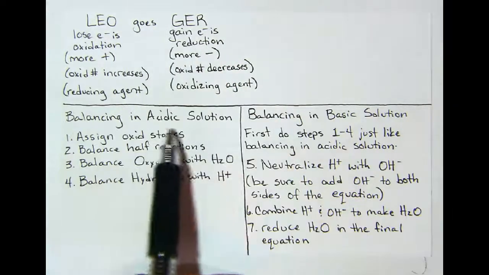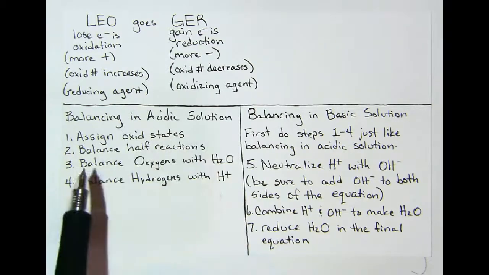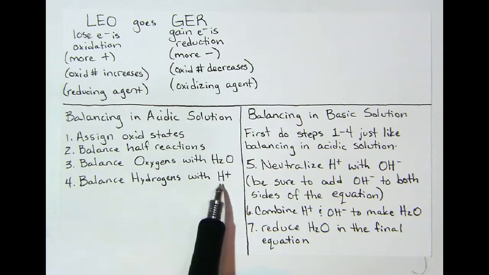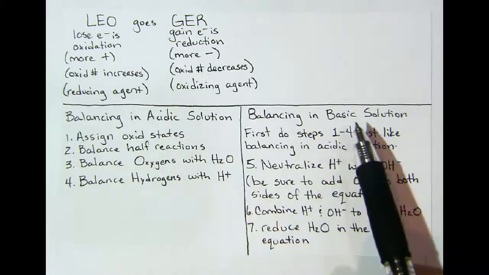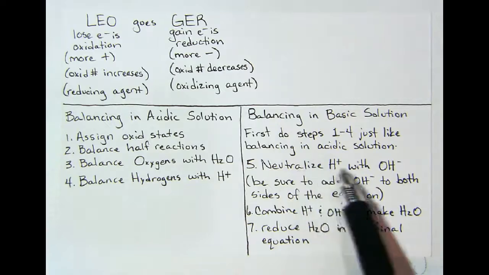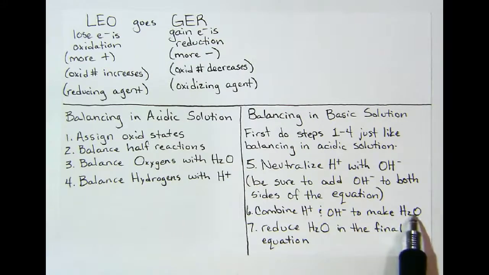If you balance in acidic solution, you're going to assign oxidation states, balance half reactions, then balance oxygens with water, balance hydrogens with H+. If you're going to balance in basic solution, you're going to do all these things, and then you're going to neutralize the hydrogens with hydroxide, adding hydroxide to both sides of the equation, and then you're going to combine the hydrogens and hydroxides to make waters, and then reduce the number of waters in the final equation.